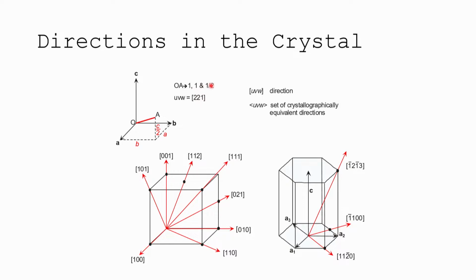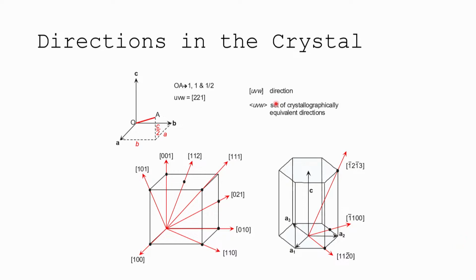Now in Miller index notation, we always use integers, right? So we just take it to the easiest integer. So instead of 1, 1, 1 half, we call it 2, 2, 1. Right? Multiply everything by 2. 1, 1, 1 half becomes 2, 2, 1. So UVW is typically the notation that we'll use for the direction definition, for the Miller indices of a direction, UVW.